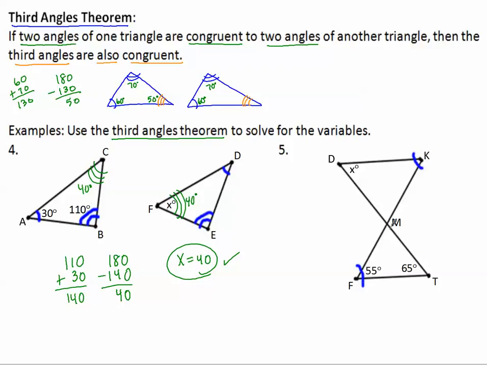Remember, vertical angles are always congruent to each other, so I'm going to mark these vertical angles congruent. Once I know the vertical angles are congruent, well, I only have one other angle left in the triangle. This angle is the third angle from this one. This angle is the third angle from this one. Therefore, without having to do any calculations, I know that x has to equal 65. Pretty cool, right?